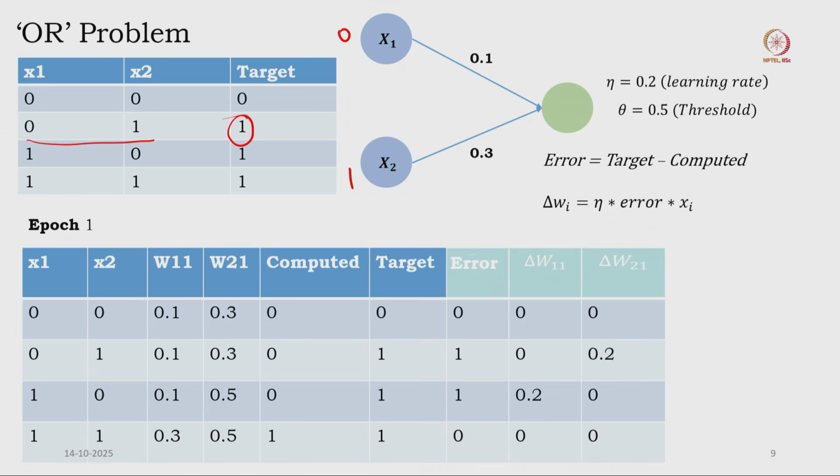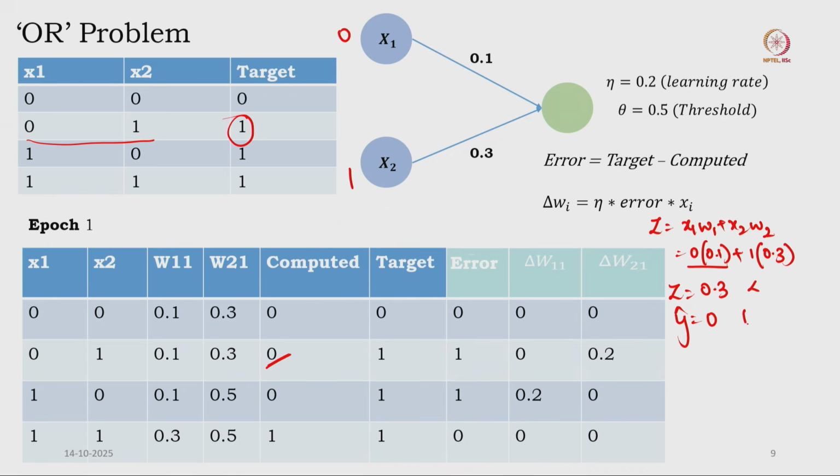So, what is the first step? As usual, we have to calculate Z, which is x1 W1 plus x2 W2. Once again, I am saying there is a bias term, but here we are not considering it. What is x1? 0. What is W1? W1 is 0.1, and what is x2? x2 is 1 and the W2 value is 0.3. What is the Z value? This term becomes 0, so this is 0.3, which is less than the threshold. Therefore, Y hat is 0. So, the computed value we are getting is 0.